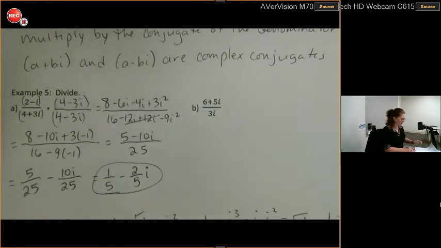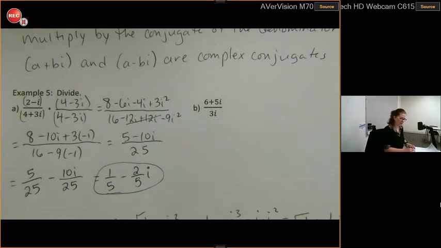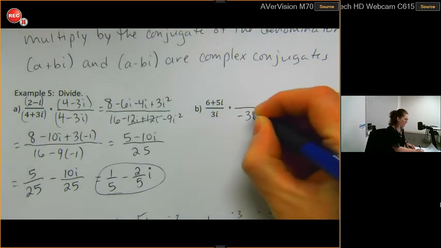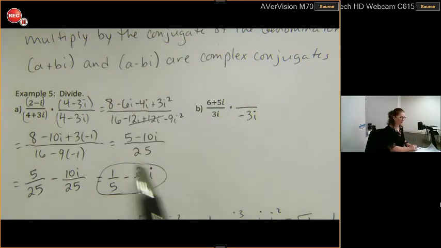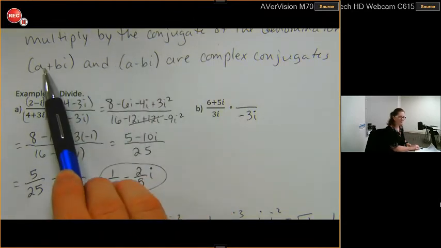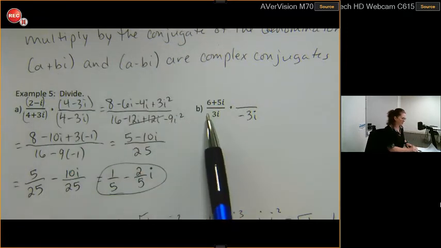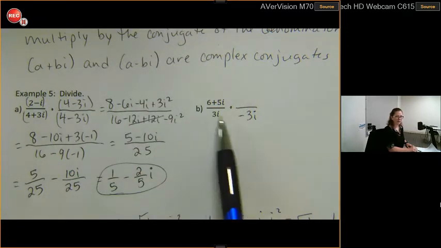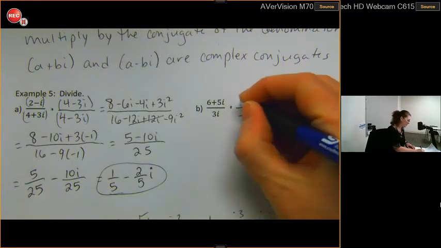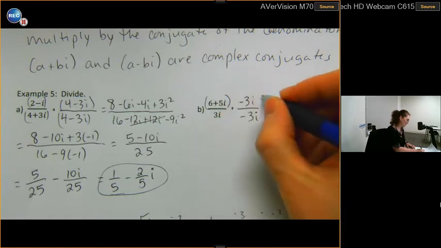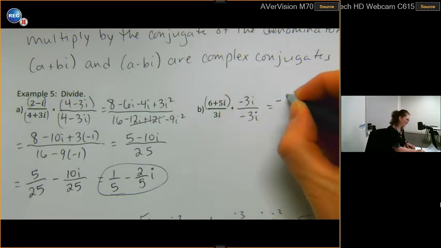In part B, the conjugate in this case is going to be -3i, because when we look at this example up here, a plus bi and a minus bi, the sign in front of the i term changes. So since this is positive 3i, we're going to change for our conjugate to negative 3i. And then I put parentheses to remind me to distribute.